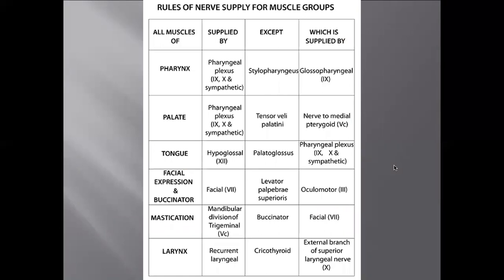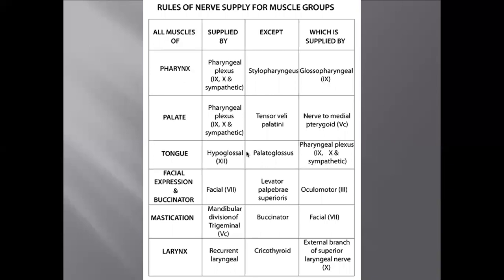They can ask at different points: what is the nerve supply of the muscles of the pharynx? All muscles are supplied by the pharyngeal plexus, except stylopharyngeus, which is supplied by the glossopharyngeal nerve. Same with the palate. All muscles are supplied by the pharyngeal plexus, except tensor veli palatini, which is supplied by the nerve to medial pterygoid. Tongue: all muscles are supplied by the hypoglossal nerve, except palatoglossus, supplied by the pharyngeal plexus.